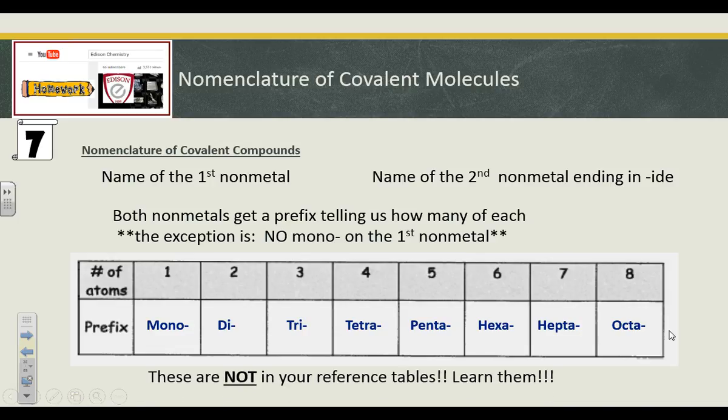These are not in your reference table, so you've got to learn them. In my experience, to be honest, you've got to memorize up through penta. Hexa, hepta, octa are a little bit more rare, but they do show up. So just memorize. It's not that big.